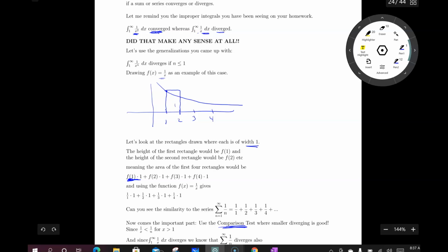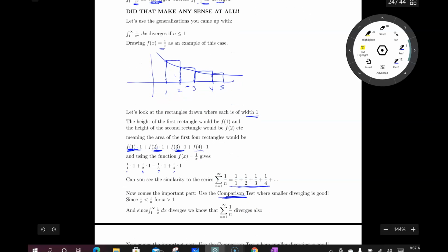So rectangle number 2 will have height f of 2 and width of 1. So that's rectangle number 2. And then height f of 3, right? So you can see the pattern. So these are the areas of the first 4 rectangles that I'm showing here. Okay, so what this is, if I use the function 1 over x, put 1 into the function, put 2 into the function, put 3 into the function, look at that. What is this giving me? This is giving me 1 plus 1/2 plus 1/3 plus 1/4. That is this, isn't it? So this is the sum of 1 over n.